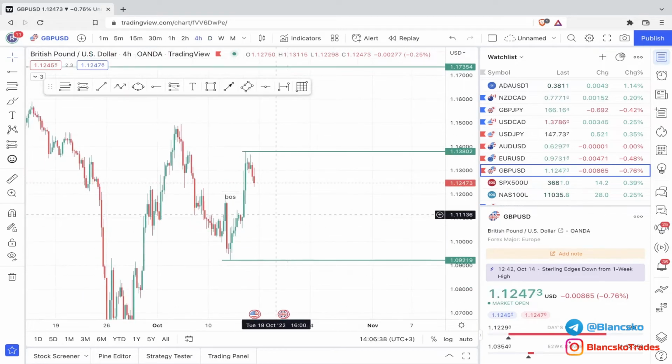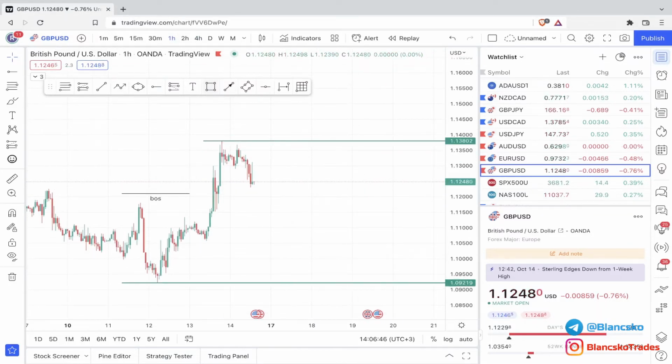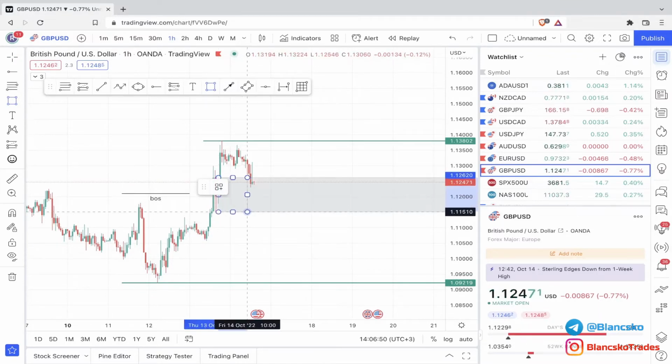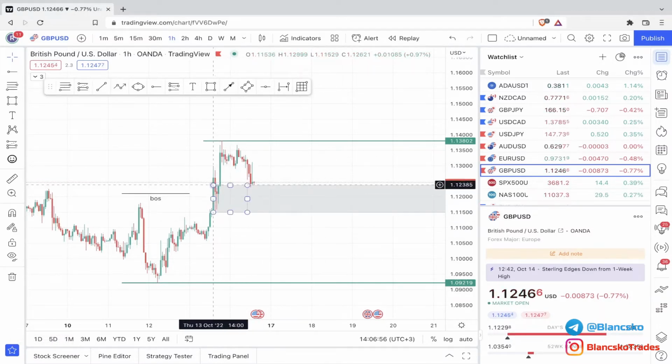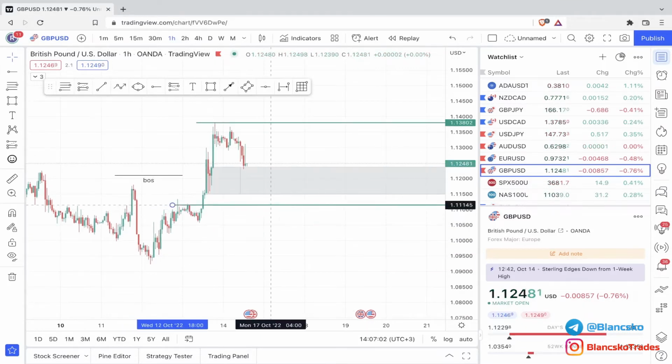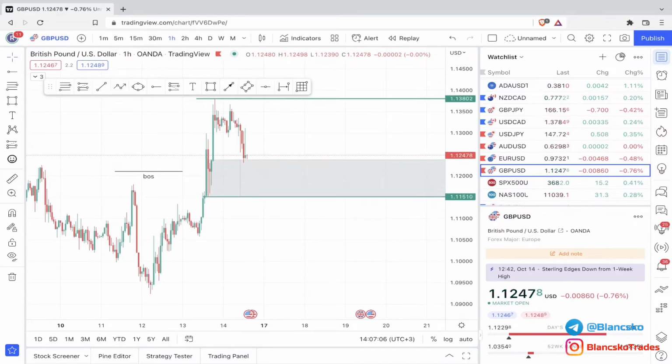So okay, after we do our structure on the H4, we then go on the hourly to see things even more clear. And on the hourly, we can see that we have a supply zone right here. I will tell you exactly why. I can make it a bit smaller because we had a small retracement and then we broke structure to the upside. So that means that on the hourly, this is our newly formed range. Again, bullish, short term bullish.